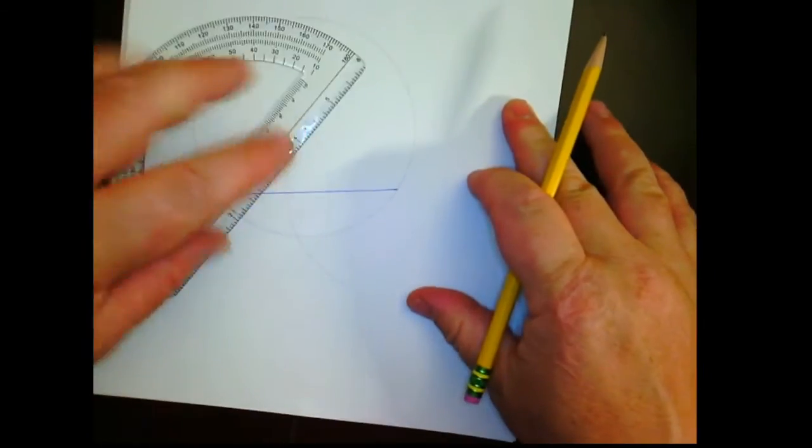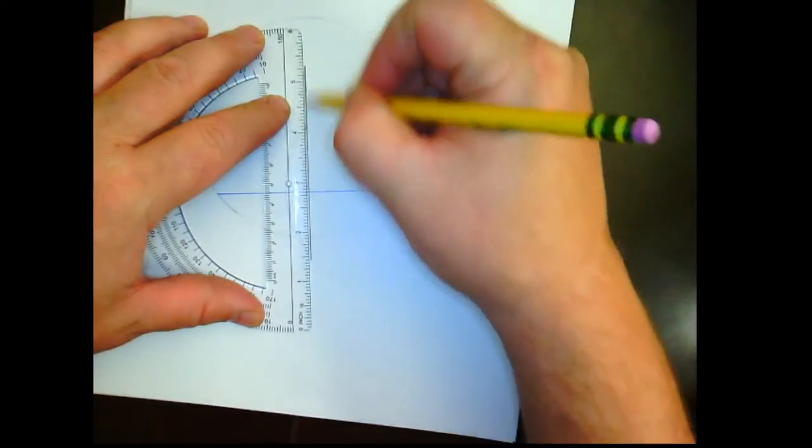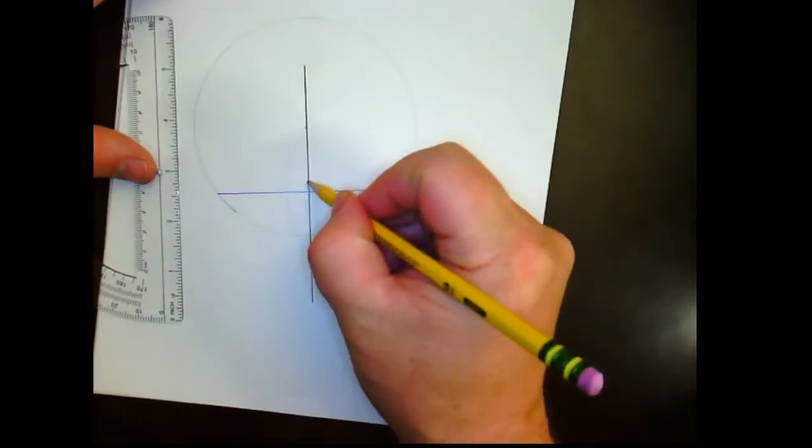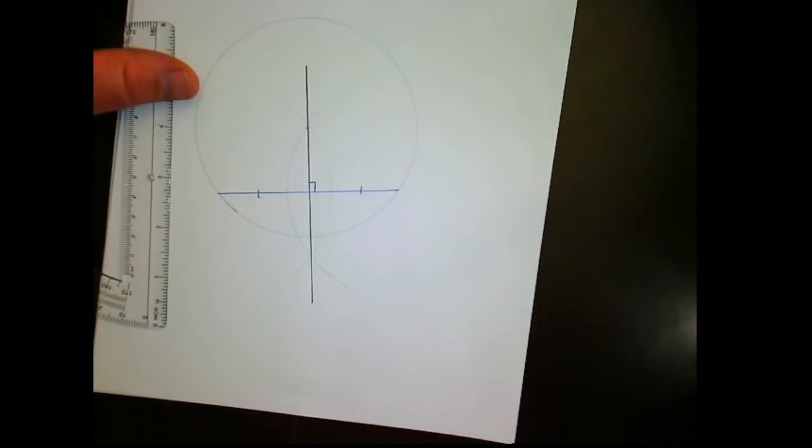All right. Now, let's see here. Yeah, you guys can see all that. So if I connect these two dots right here, that will pass through the center. This is going to be 90 degrees. Each of these two will be the same length. So it works, see? All right.